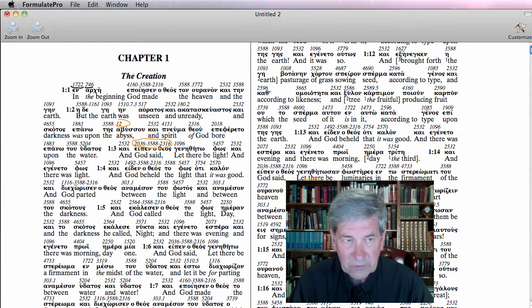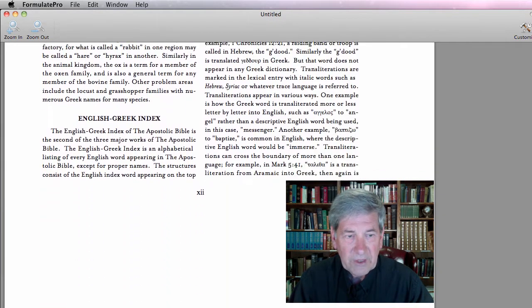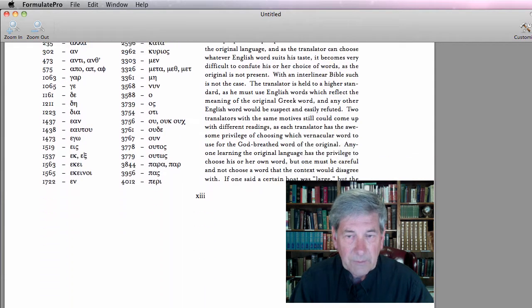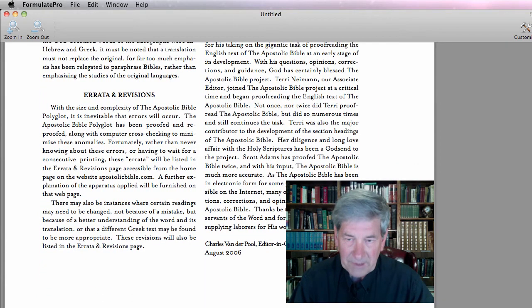So you can do a study this way by looking up the English word, find the number, then go into the lexical concordance and go to all the locations and find out more by the context of what that word means. And then after that, it just goes into a list of 50 words in the lexical concordance that doesn't have the locations. It just says the word because they just appear in thousands of places, like and, up, in, all the prepositions. Then there's a brief statement about the Apostolic Bible, and errata and revisions, and then an acknowledgement. And this is what you would find in all of our editions.